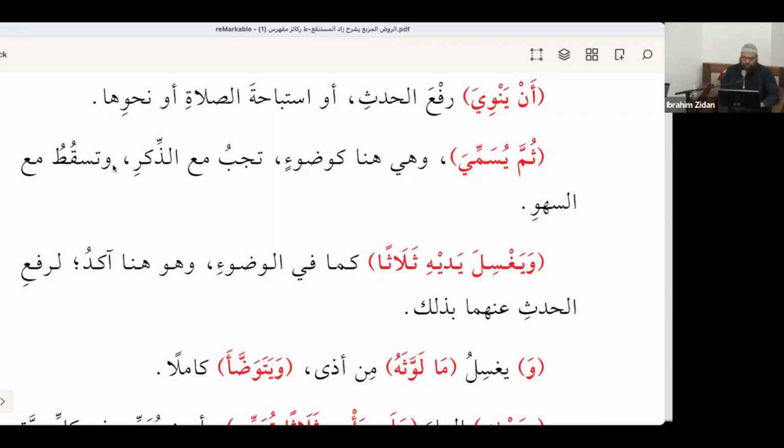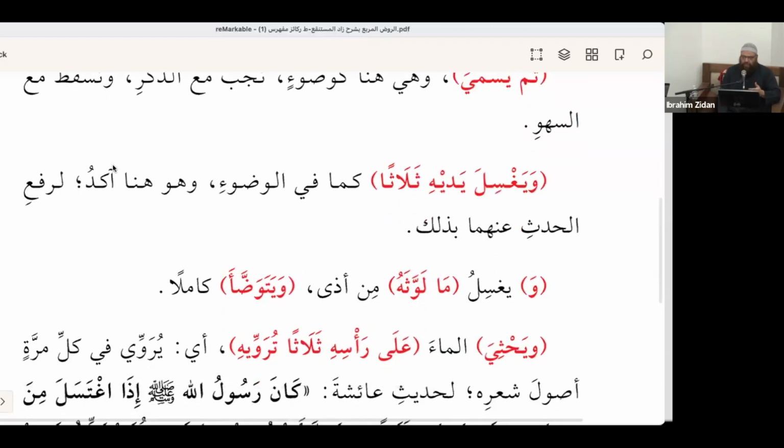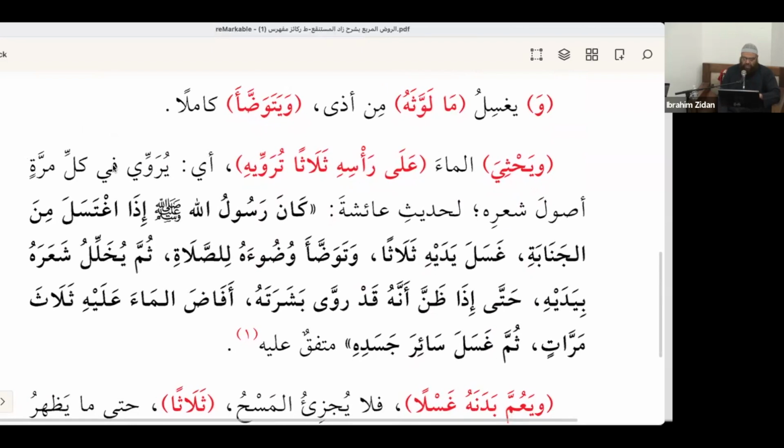ويغسل ما لوثه من أذى ويتوضأ كاملا. And then after that يغسل, he washes ما لوثه, what he has contaminated. التلوث is the contamination. It doesn't have to be najasa, but removing the dirt, removing the impurities. Here, as a result of the janaba, for example, he would wash the private parts and things like that. So this is what is meant by that. Min adha, from adha, harm, unpleasant things. So he starts with that, وَيَتَوَضَّأَ كَامِلًا, and then he makes complete wudu afterwards.